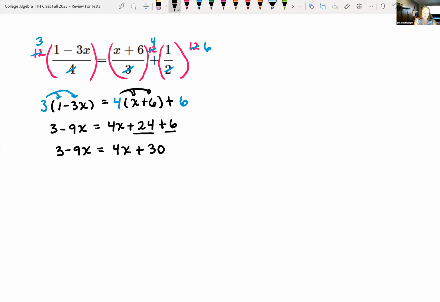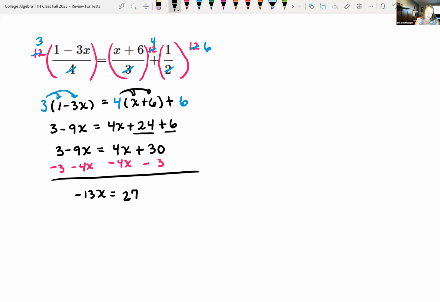So again, I'm looking at what type of equation I have. This is a linear equation, so I want variables to one side, constants on the other. And so let's subtract 4x on both sides of our equation. And let's subtract 3 on both sides of our equation. So doing so, we have negative 13x is equal to 27.